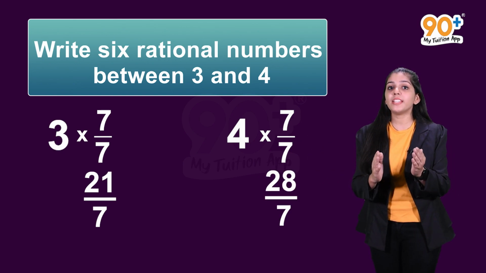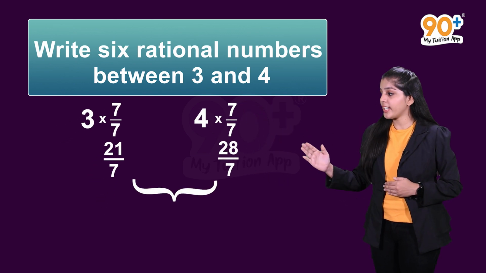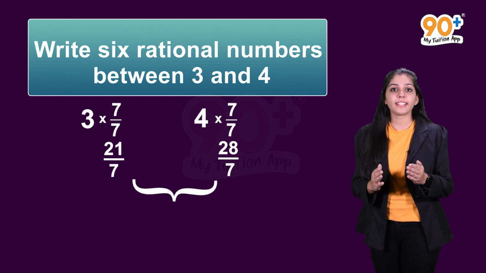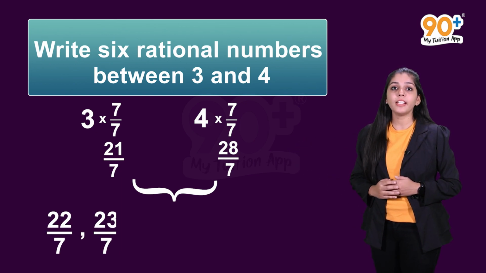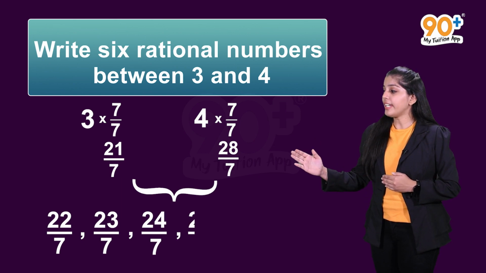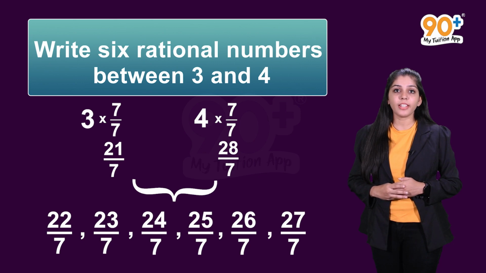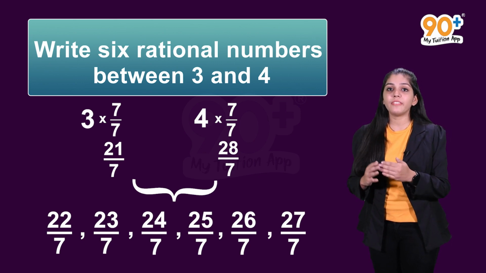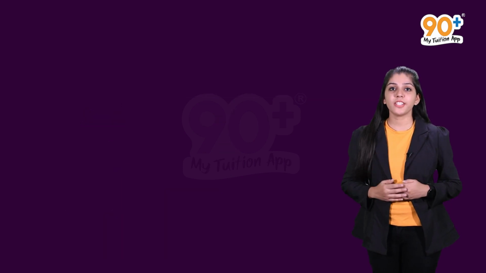Students, can you tell me the rational numbers that come between 21 by 7 and 28 by 7? Yes, they are 22 by 7, 23 by 7, 24 by 7, 25 by 7, 26 by 7 and 27 by 7. Now, these are the required rational numbers between 3 and 4. Let's move on to our next question.